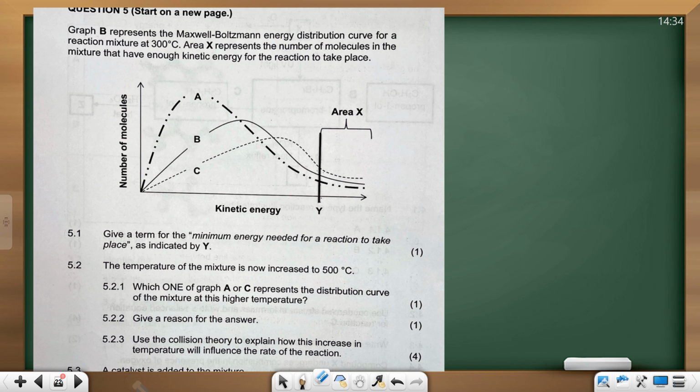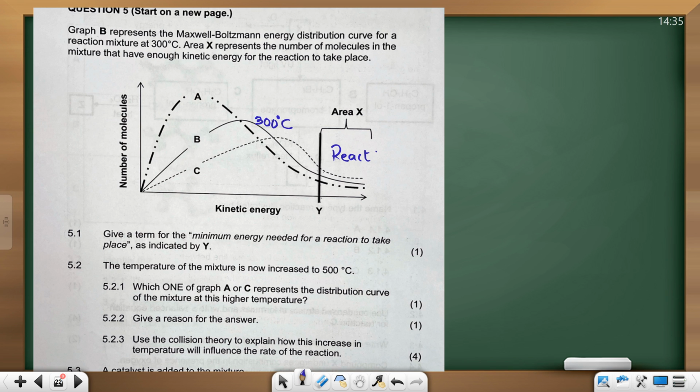We are given a Maxwell-Boltzmann distribution, and every time you see this, it is talking about the distribution of particles based on temperature. It graphically represents a Maxwell-Boltzmann distribution curve for a reaction mixture at 300 degrees Celsius. All right, so I know this is 300. Area X represents the number of molecules in the mixture that have enough kinetic what? Energy. I hope it's okay for me to say that these are the only ones that will react.